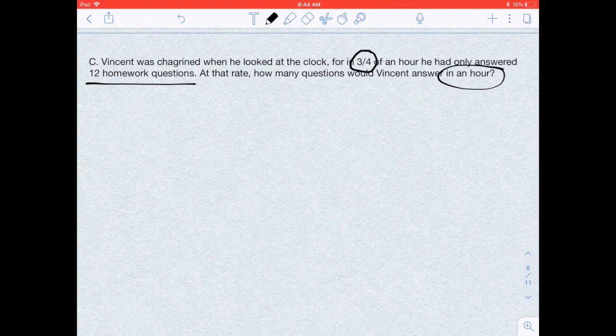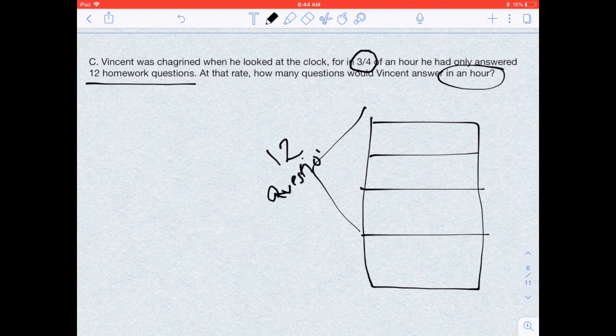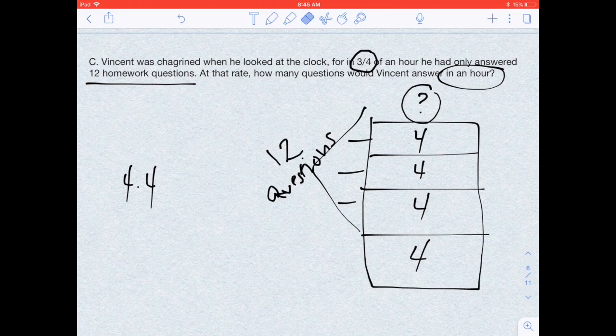So we're going to take our hour and imagine it's a diagram box and break it into 4 parts. So 3/4 of an hour, he did 12 questions, right? That's a Q. It's trying to find out the whole hour, though, was my total that he could do in an hour. So I'm going to take that 12 and split it into these 3 sections. 12 divided by 3 is 4. So my total then is 4 times 4. So my total is 16.